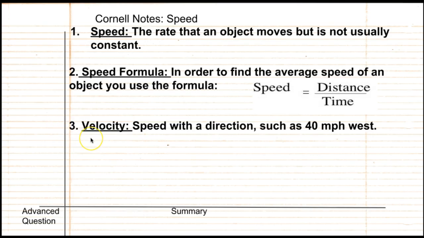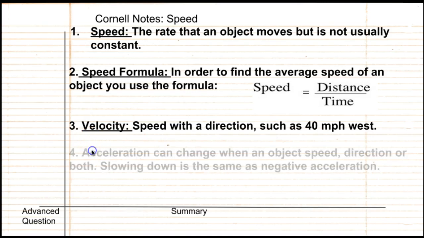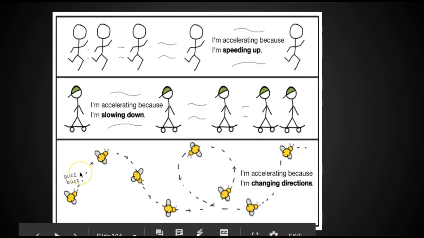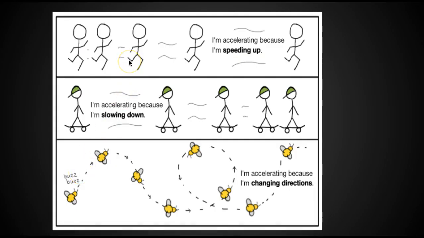Okay, number four, the last idea for today. Acceleration. We've talked about this, but we didn't write down some details about it. So acceleration can change when an object changes speed, direction, or both. And when something slowed down, is considered negative acceleration. So in this picture, this person is speeding up, so they're accelerating. Slowing down, negative acceleration. Changing directions, acceleration as well.